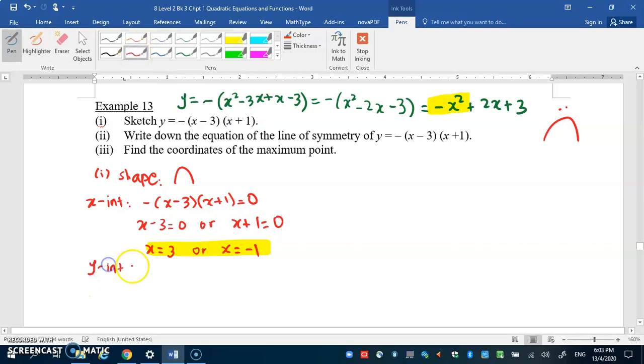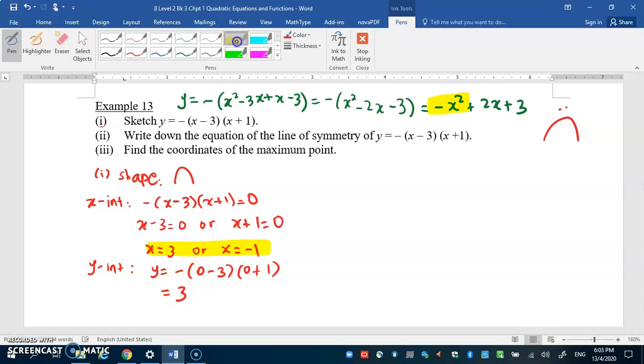Okay, moving on to the y-intercept. Y-intercept is when x is 0. So I'm going to sub in x equals 0, right? I will get (0 - 3)(0 + 1). Okay, this will be -3 times 1, which is -3. But because of the -1 in front, this will be 3. So my y-intercept is 3.